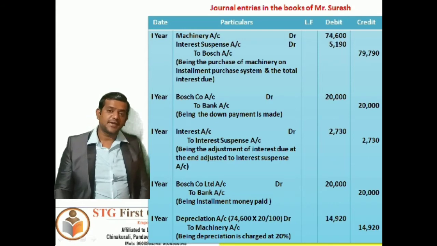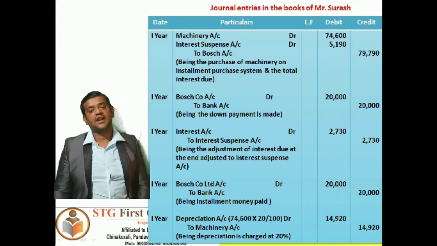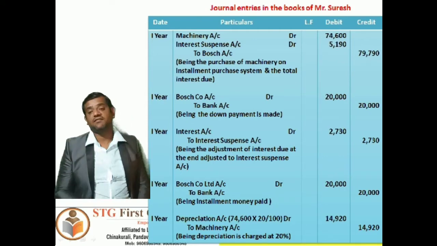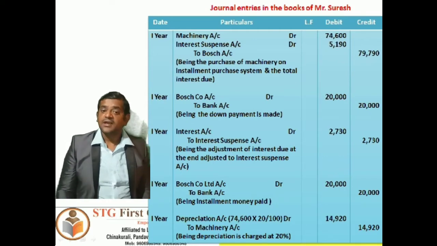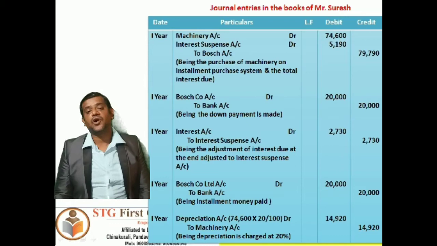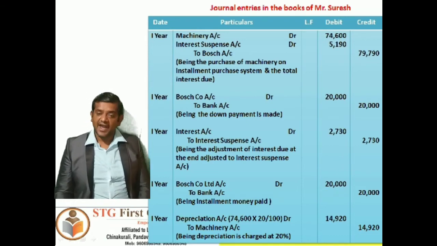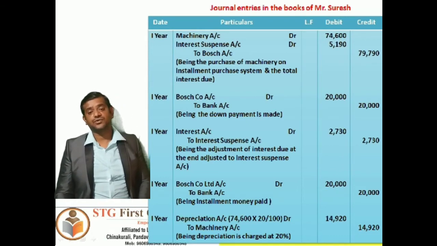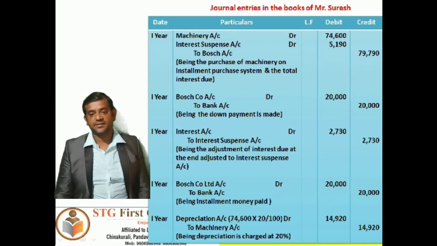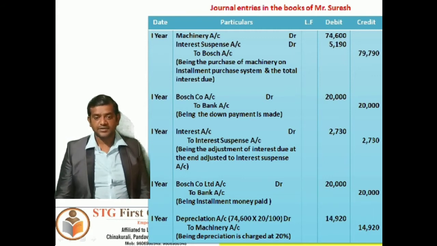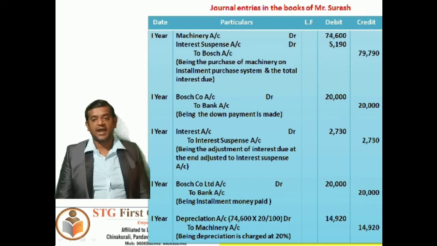Machinery account, cash price 74,600. Interest suspense account, 5,190. To Bosch account, the total is 79,790. Being the purchase of machinery on installment purchase system, and the total interest due. So together it is 79,790 rupees.